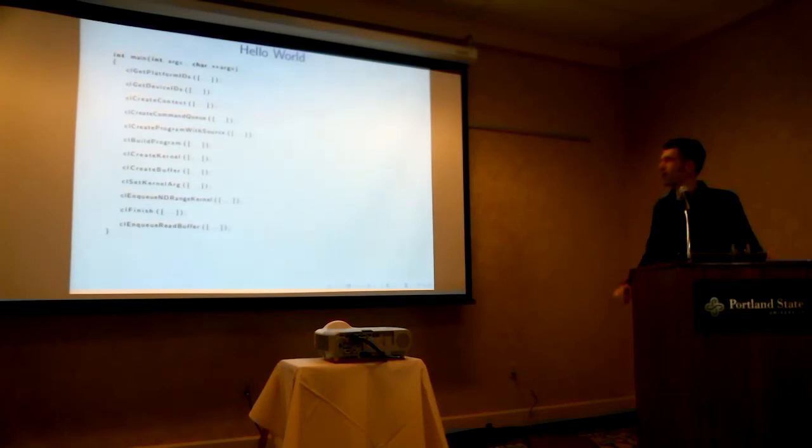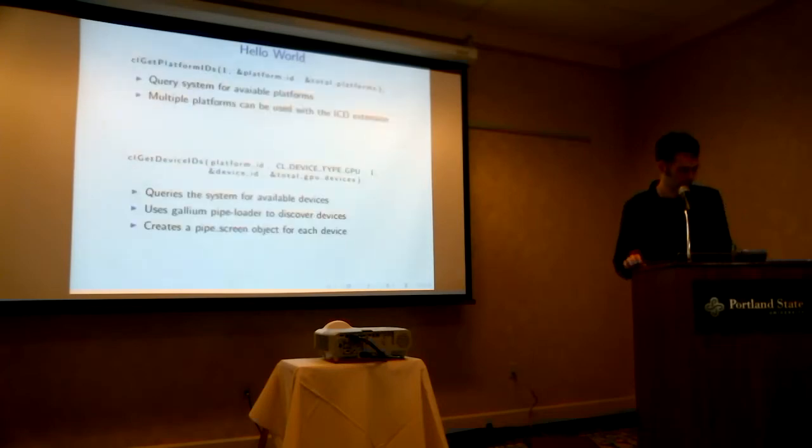Okay, so here's a basic OpenCL program, a basic Hello World program. This is the basic structure of most programs and how they look, and I'll just go through really quickly what each part of this does. The first thing you do is get the platform ID. And what a platform is, it's a specific implementation.